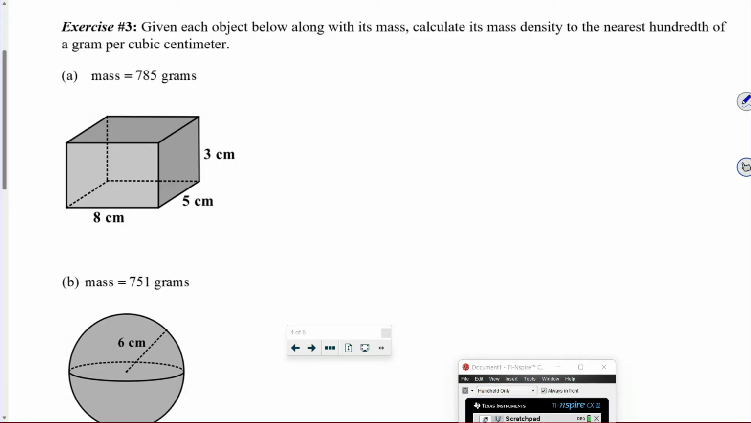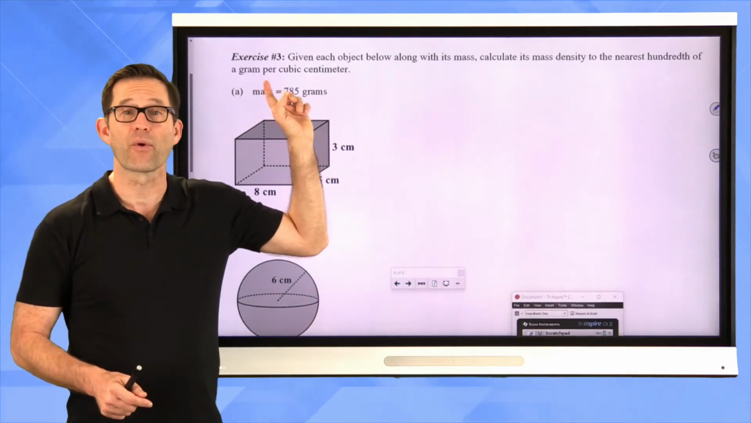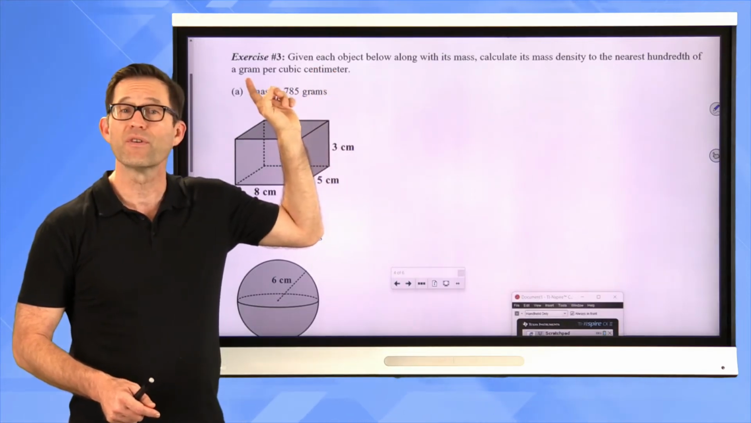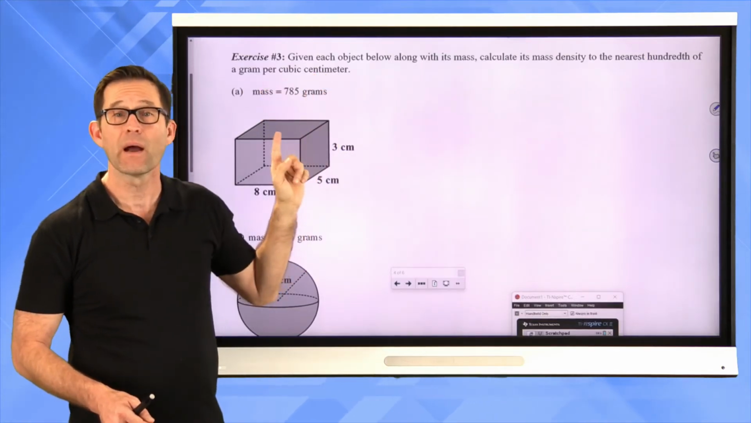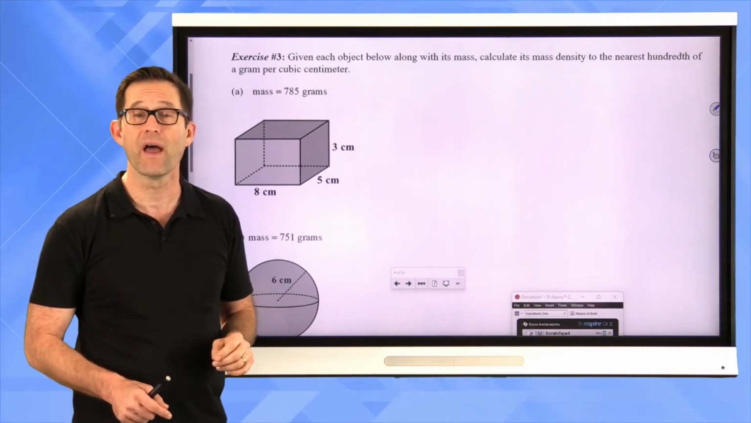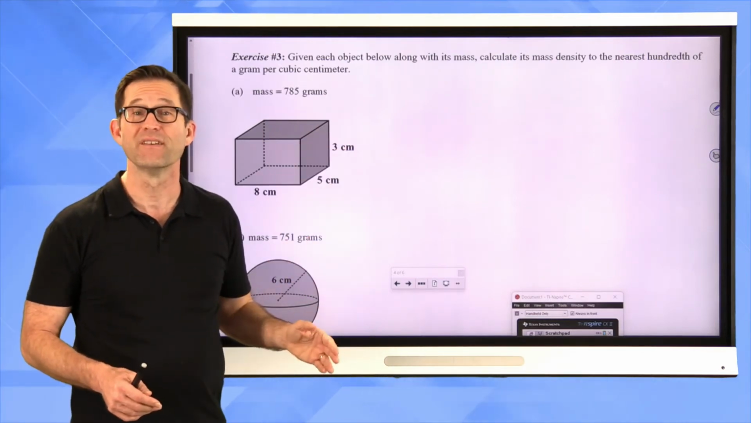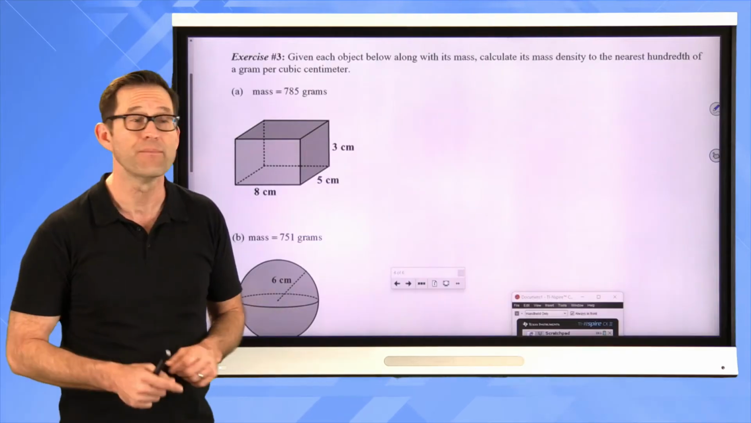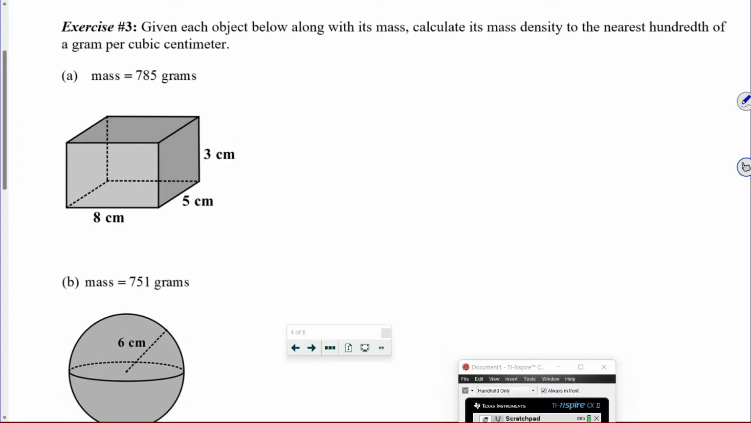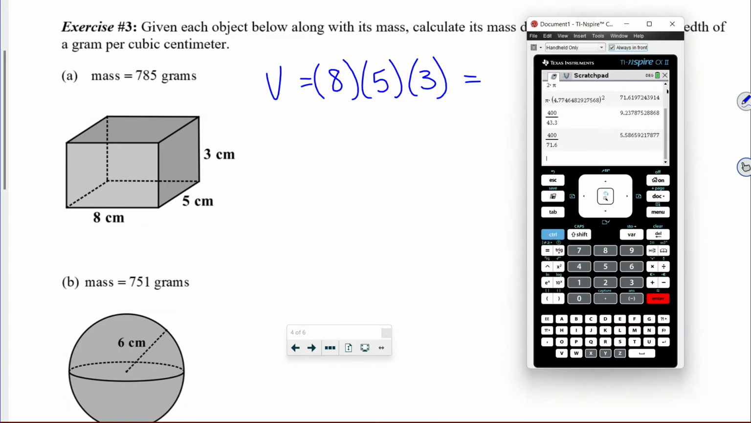Given each object below, along with its mass, calculate its mass density to the nearest hundredth of a gram per cubic centimeter. All right, so again, anytime you see something like gram per cubic centimeter, you know that you're dividing grams by cubic centimeters, so you're dividing mass by volume. Now we're given the mass, 785 grams in letter A. What we're not given in each one of these problems is the volume. So that's what we have to actually calculate first, then we calculate the actual density. All right, so let's do that. In letter A, the volume of that prism is going to be 8 centimeters times 5 centimeters times 3 centimeters. Let's figure out what the volume of our prism is.